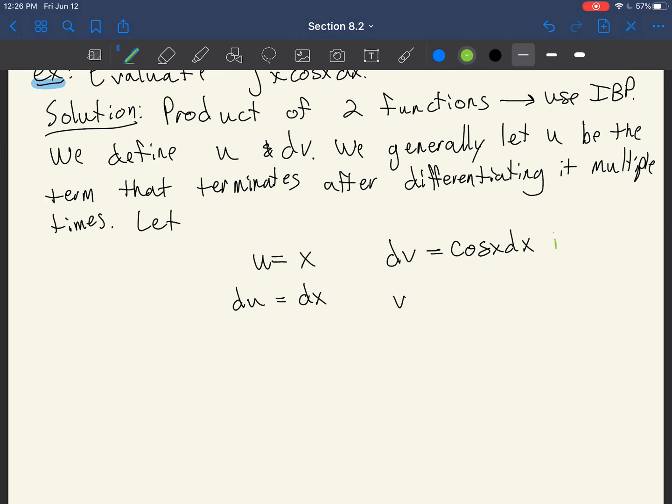And then v is the integral. So we're going to integrate dv and differentiate u. The integral of cosine x is sine x.